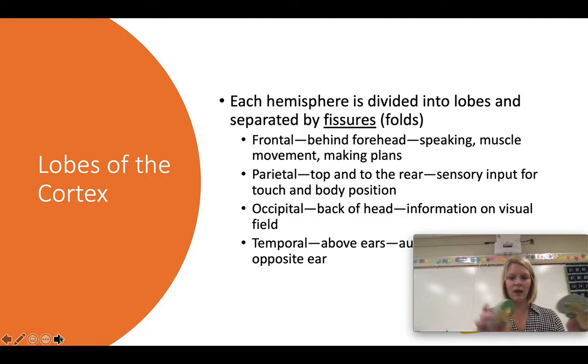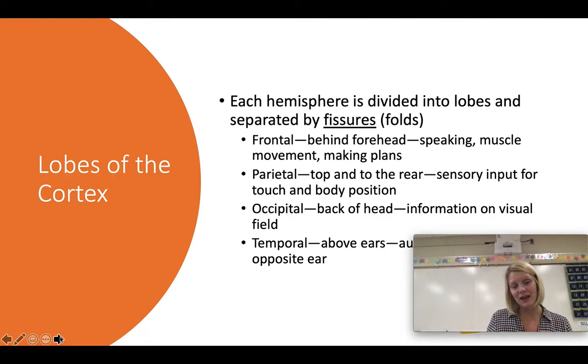So now we have some lobes. Now each of these hemispheres, like this, we've got two hemispheres, right and left hemisphere, is divided into lobes. And we have 4 lobes. And they're separated by these fissures. You know when I just crumpled that piece of paper to kind of show you what the cerebral cortex would look like? Those folds in there are what make up what's called the fissures. Now, the deeper your fissures, the more complex learning ability you have.